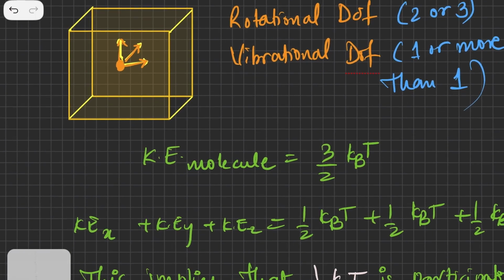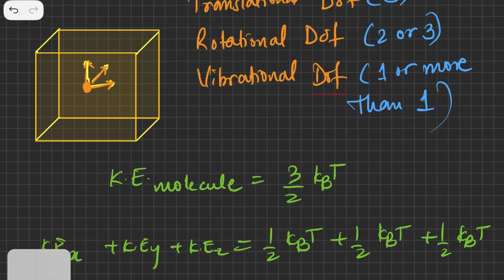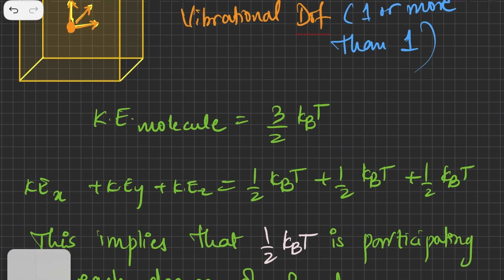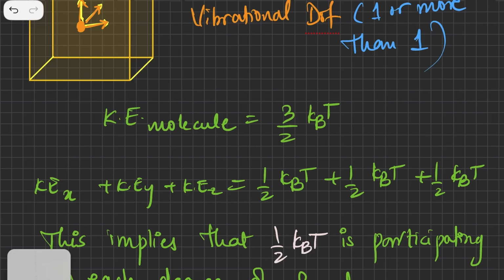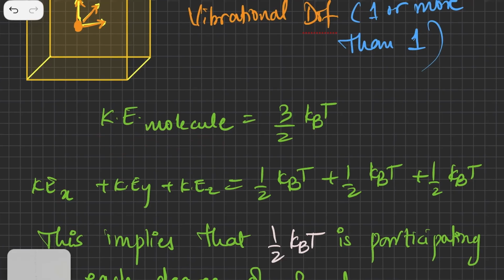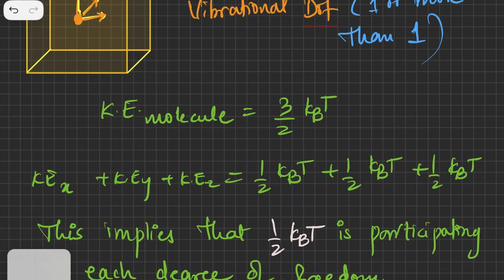Now in my previous lecture you have seen that the kinetic energy of a molecule is equal to 3/2 kBT. This is the kinetic energy of a single molecule. Now I can split this 3/2 kBT into 3 parts: half kBT, half kBT, and half kBT. The molecule may be moving in the x, y, and z direction, so I can say kinetic energy in x, kinetic energy in y, and kinetic energy in z. Analyzing this, the kinetic energy in the x direction corresponds to half kBT, y corresponds to half kBT, and z corresponds to half kBT.